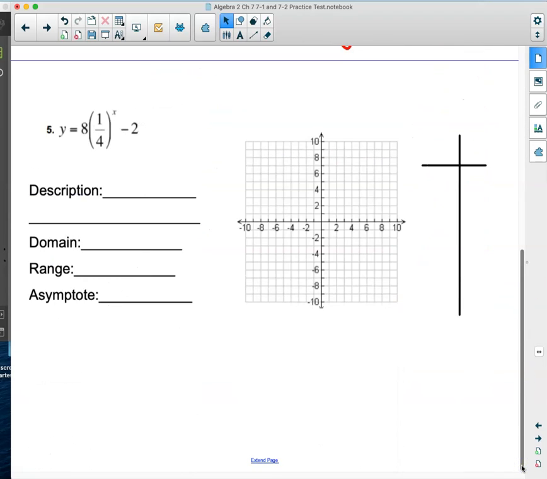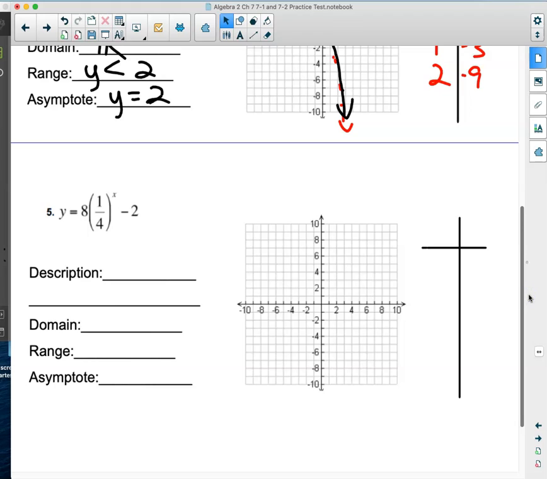Let's go to this one. Same directions. Y equals 8 times 1/4 to the x minus 2. So let's first go over here. What are we going to use for the table? What part of all of this do we use that table for? Yep, stop right after the x. Even if there was something behind it, we stop right after the x.